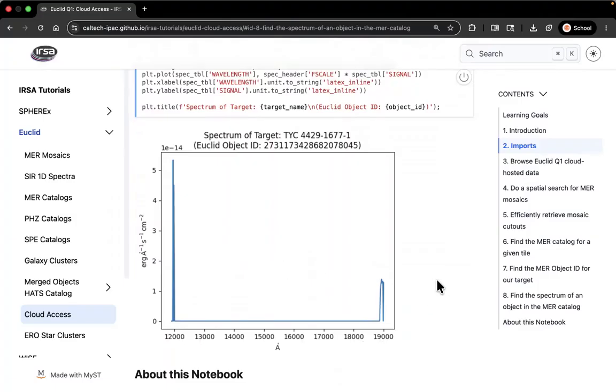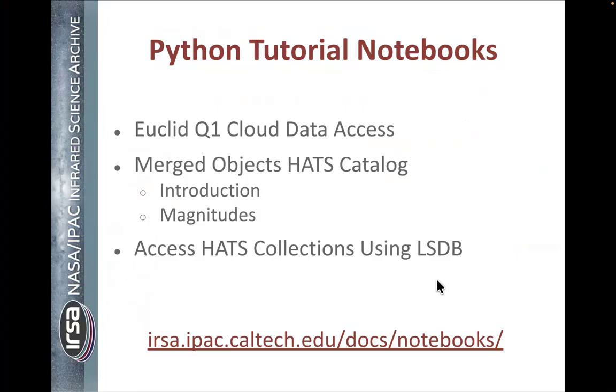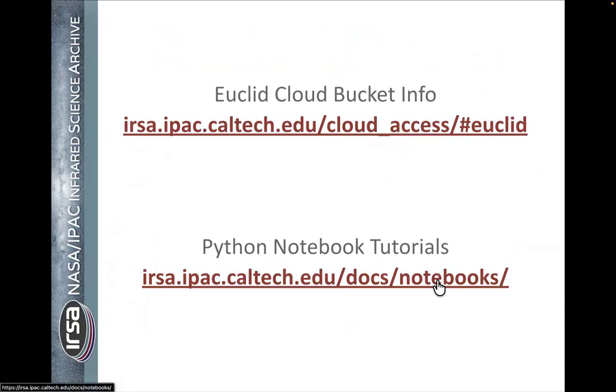So that's an overview of how to access data from the cloud storage bucket and some specific examples for images and spectra. We'll cover catalogs in the next video.